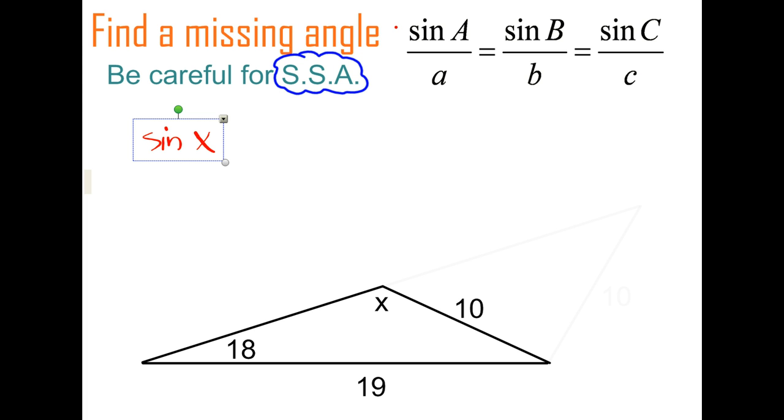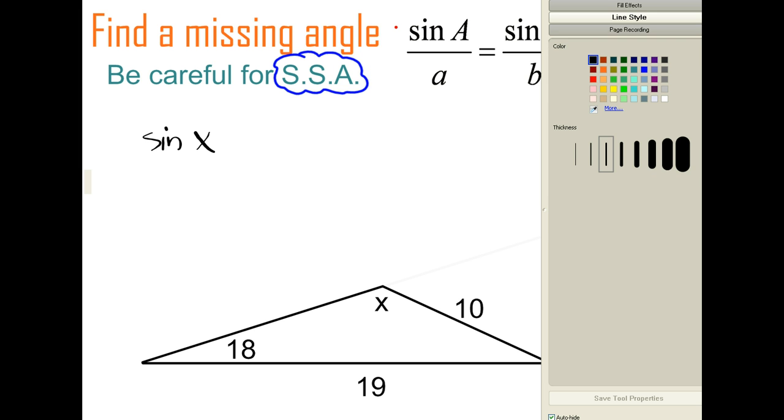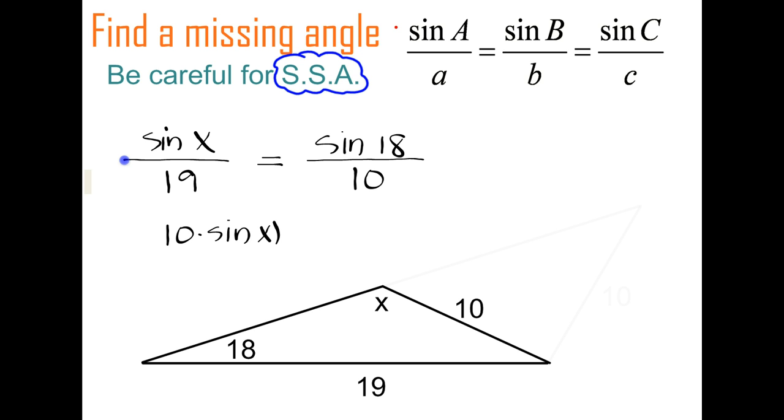So let's go for the sine of x. I didn't really intend that to be red. Change that to black here. So the sine of x degrees over 19 is equal to the sine of 18 over 10. And we'll just do the same thing that we just did. We'll find the angle. So we cross multiply. We have 10 times the sine of x is equal to 19 times the sine of 18. And we'll divide both sides by 10.